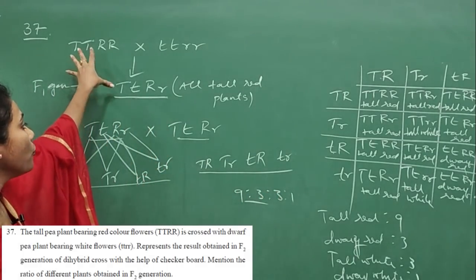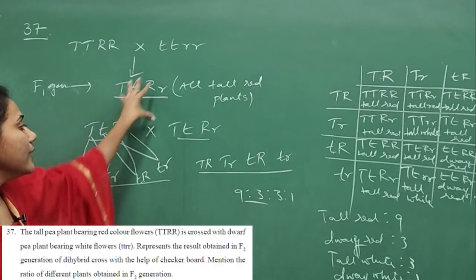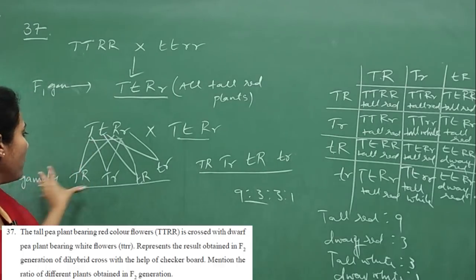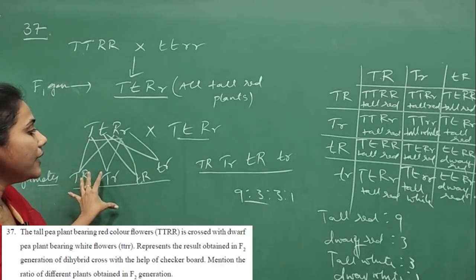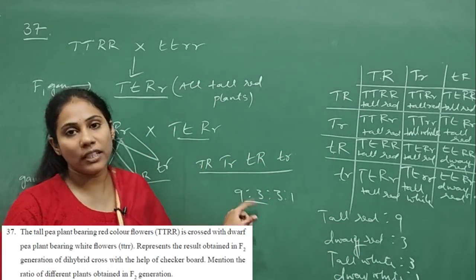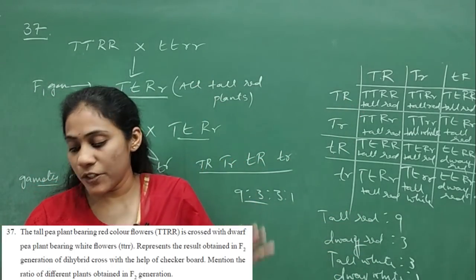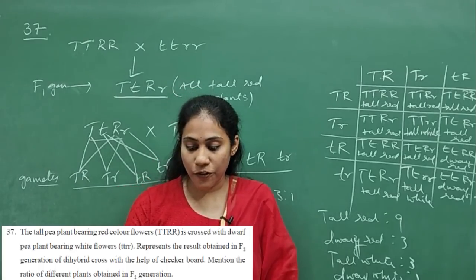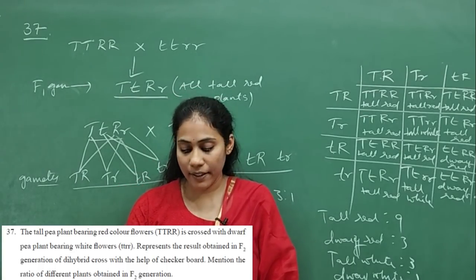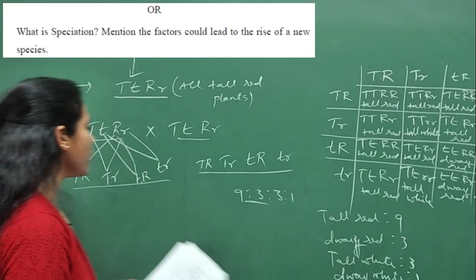So first you have to show what you will get in the F1 generation. Then after breeding, mention the gametes. Later the checkerboard, mention the varieties, give the phenotypic ratio. So this completes your answer, for which you will be getting 3 marks. Okay, fine. And there is an OR question here.